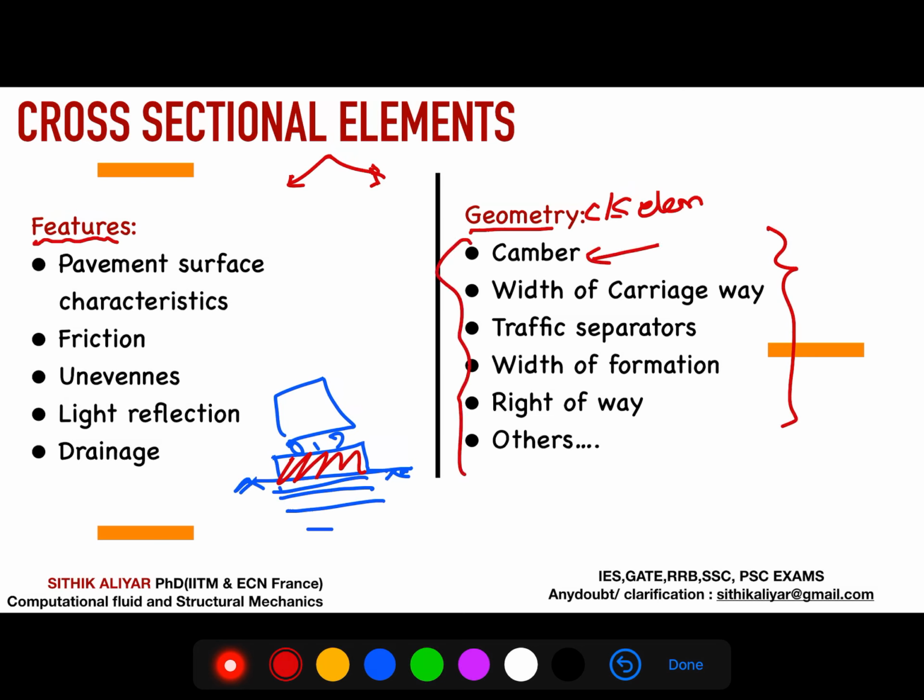There is something called camber, which I hope you know, but we will see it in detail. And the width of the carriageway, the traffic separators available, width of formation, right of way, and other geometric elements. We are going to see them one by one in detail. Before that, you should understand some pavement surface characteristics, how the pavement surface will behave. First is friction, second is unevenness, third is light reflection, and fourth is drainage.